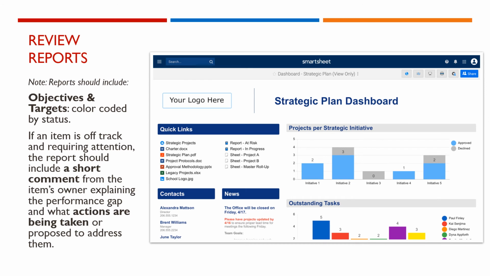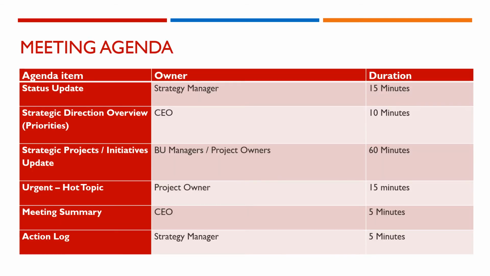Note, reports should include objectives and targets, color-coded by status: on schedule, behind but not needing attention, off track and requiring attention. If an item is off track and requiring attention, the report should include a short comment from the item's owner, explaining the performance gap, and what actions are being taken or proposed to address it. And here is a typical agenda for a strategy review meeting, which should ideally include a status review, a strategy overview by the CEO, action plans or strategic initiative updates and assessments, a meeting summary, and an action log.